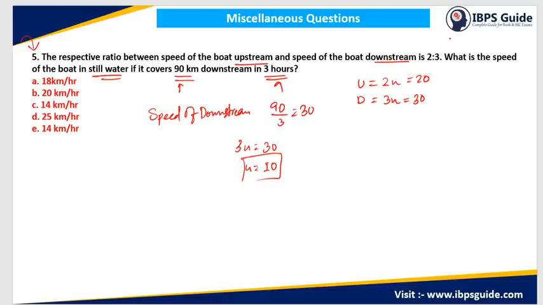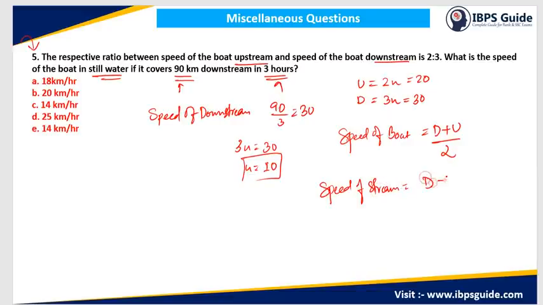Now they are asking about the speed of boat. So speed of boat क्या होता है आपका? Speed of boat will be equal to downstream plus upstream divided by 2, and remember this also, that speed of stream will be equal to what? Downstream minus upstream divided by 2. Okay, so speed of boat will be what?